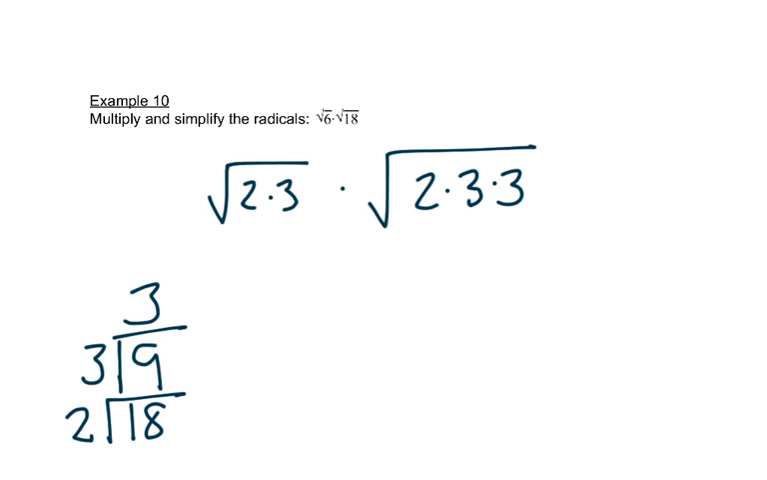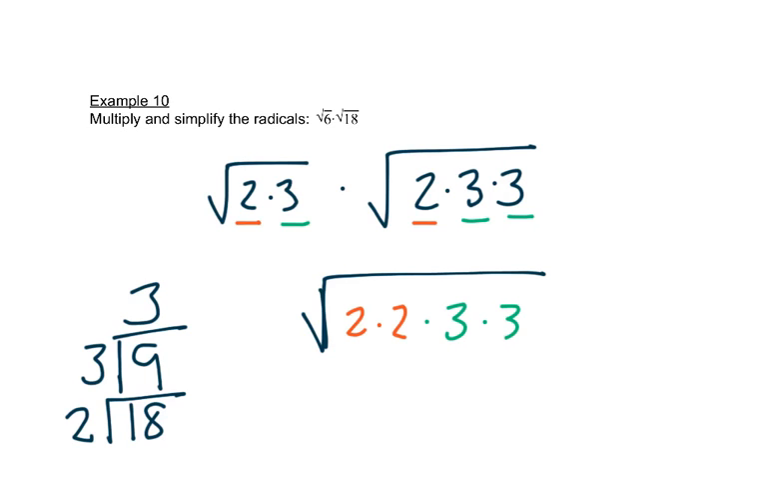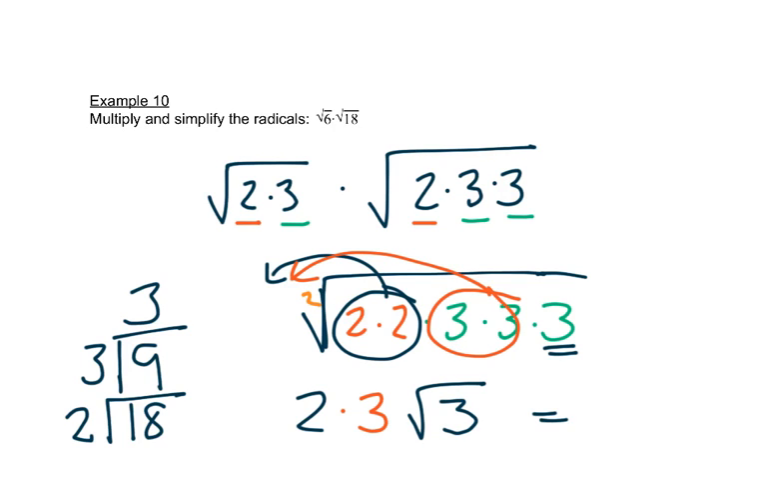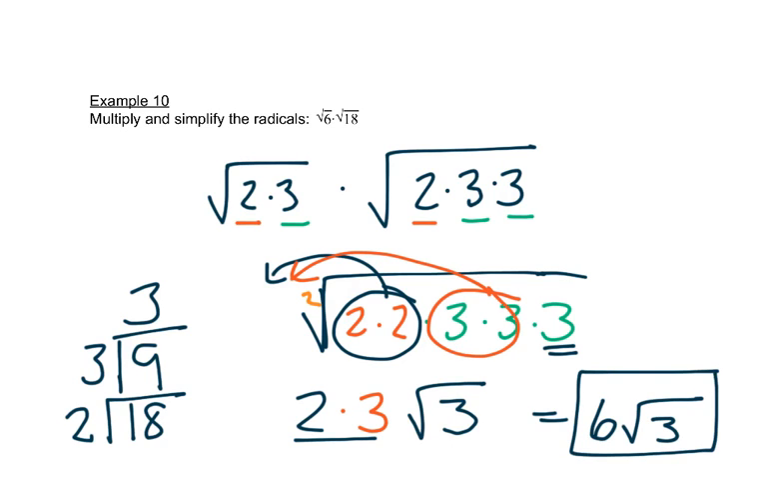Now, because every one of those numbers is underneath a square root, we can put them all together underneath the square root. It's all multiplication. So I can put the two twos in here, and the three threes in here. Now remember, this is understood to be a two here, so we're looking for groups of two. So here's a group of two that'll come out as just a 2, and here's a group of 2 that'll come out as just a 3, and what's left underneath here is a 3, so that stays underneath there. So the things that are outside we multiply together, and that gives us 6 square root of 3.